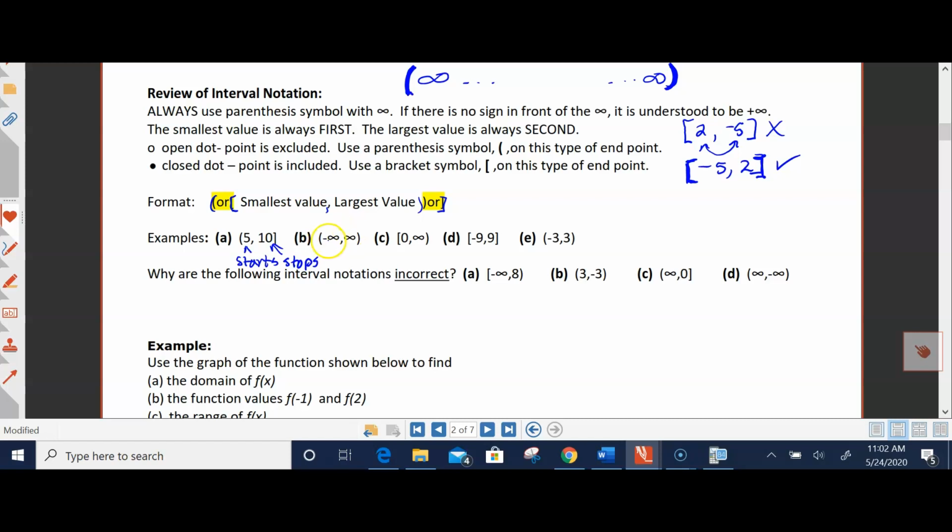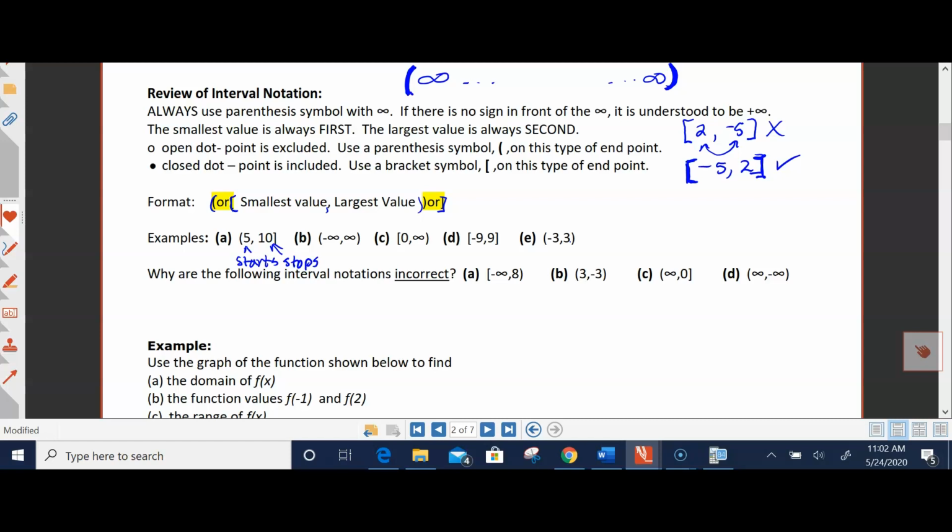Here, notice negative infinity to positive infinity. Infinities always have parentheses. Here, my starting value is 0, and it's included. It stops basically at infinity, so it never stops, and always use a parenthesis with infinity. Here we have a starting point of -9, ending point of +9. Brackets means they're both included. And finally, starting point -3, stopping point +3. Parentheses means both of those values are excluded.